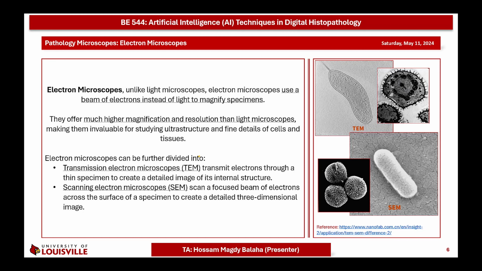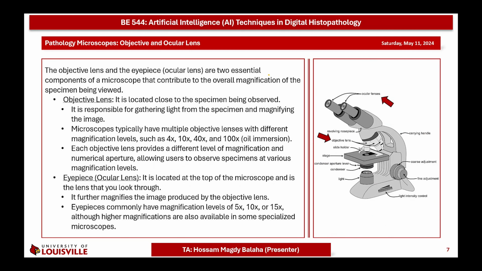TEM transmit electrons through a thin specimen to create a detailed image of its internal structure, as you see in the first figure, while SEM scan a focused beam of electrons across the surface of a specimen to create a detailed 3D image or 3-dimensional image, as you see in the second figure. So, there is a microscope that's used to magnify specimens or objects that cannot be seen by the naked eye.